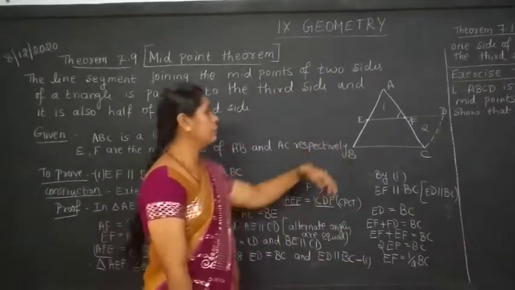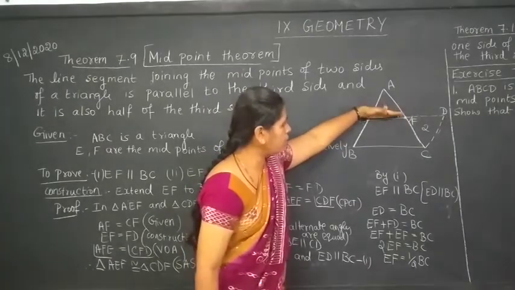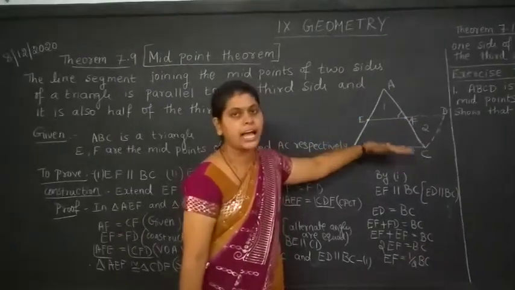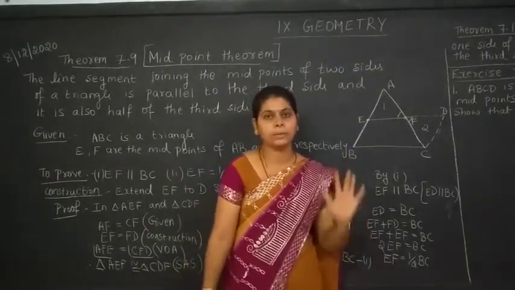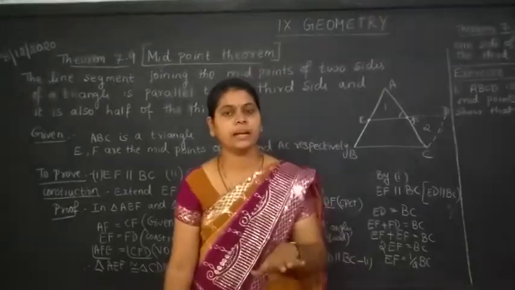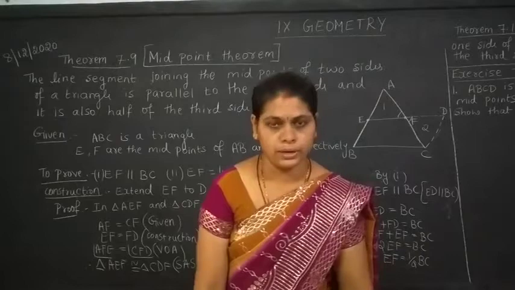So whenever you learn the midpoint theorem, the line joining the midpoints is parallel to the third side and it is half of the third side. This is called the midpoint theorem. This theorem we are going to use to solve the next exercise problems.